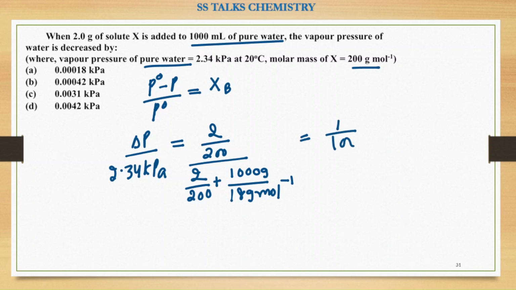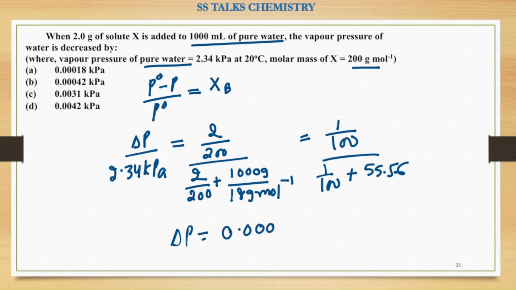So it is 1 by 100 upon 1 by 100 plus 55.5, which is 55.56. On solving all of this, delta P comes out as 0.0030 into 2.34 kilopascals. So that is given to us in option B over here.